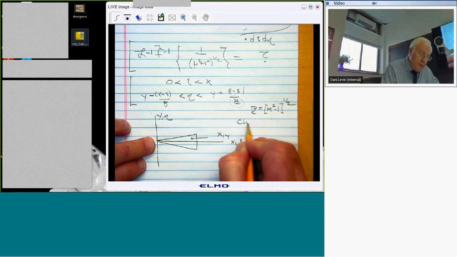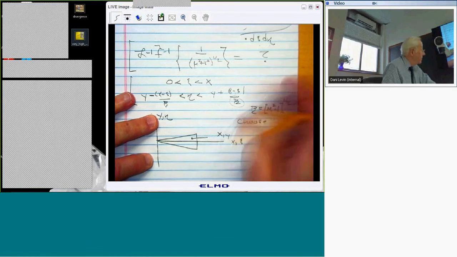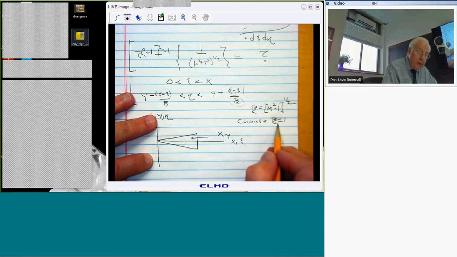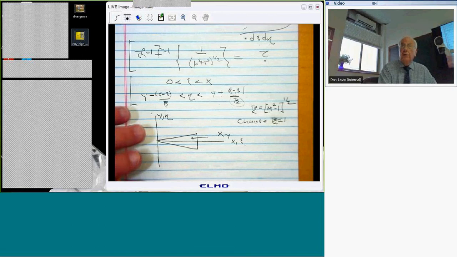Choose beta equals 1. If beta equals 1, then Mach number squared better be 2. And if I take a square root, that's the square root of 2. So I'm looking at Mach number equals 1.414, right? Which is a nice supersonic Mach number.